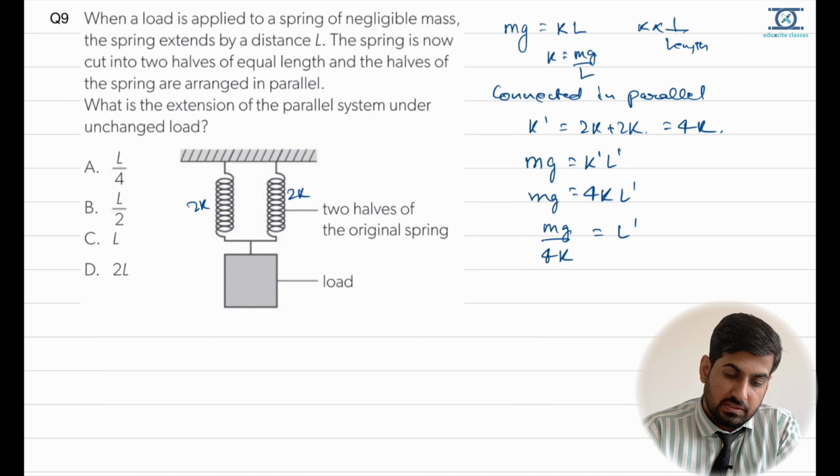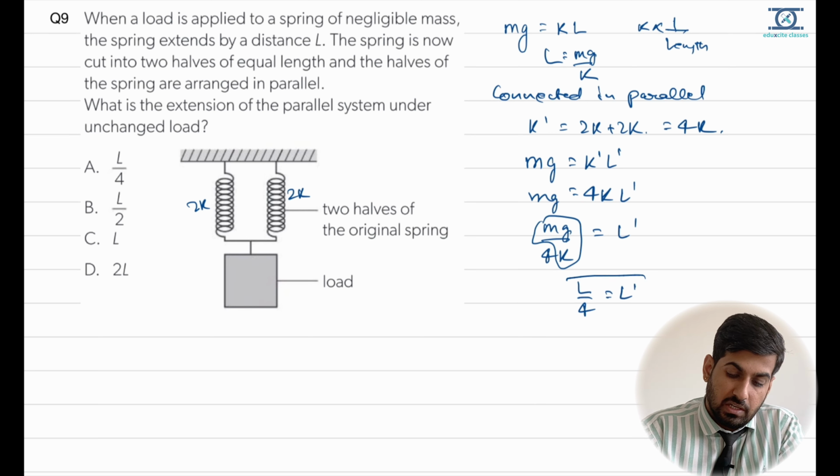Or you can say L is equal to mg by k. So mg by k is equal to L. So this will be L by 4 is equal to L dash. So option A is the right answer.